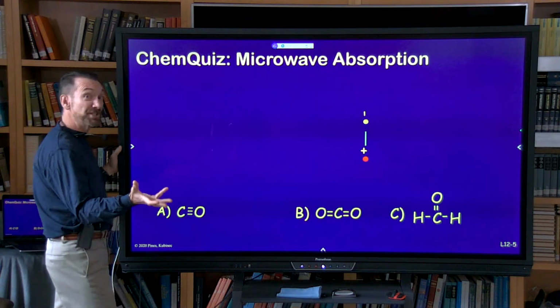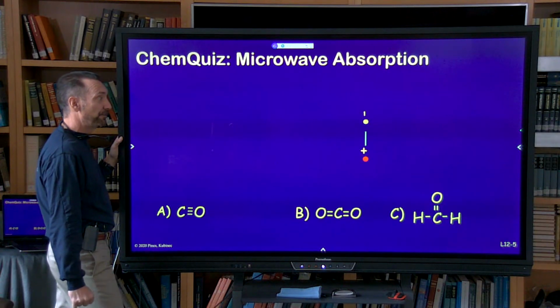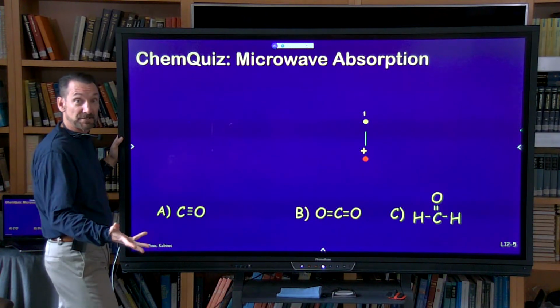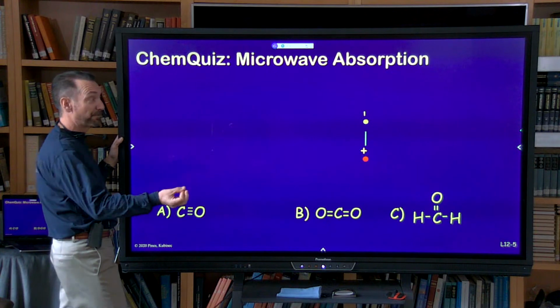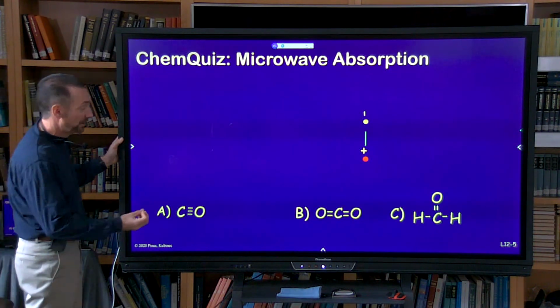The more moisture in your food, the more effective it is, because water is the primary molecule with a permanent dipole moment in your food.